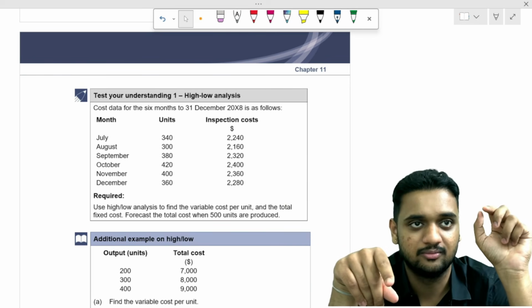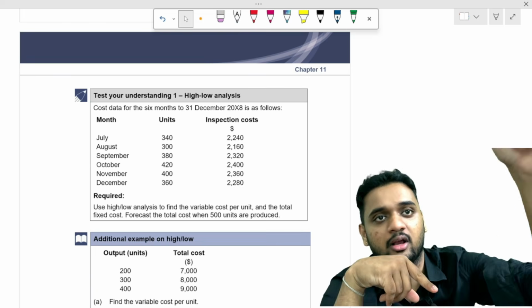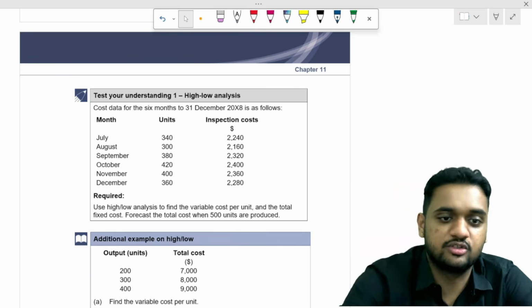You have to take the highest units and the lowest units, and compare both. That's it. We will do one question and understand everything very clearly.